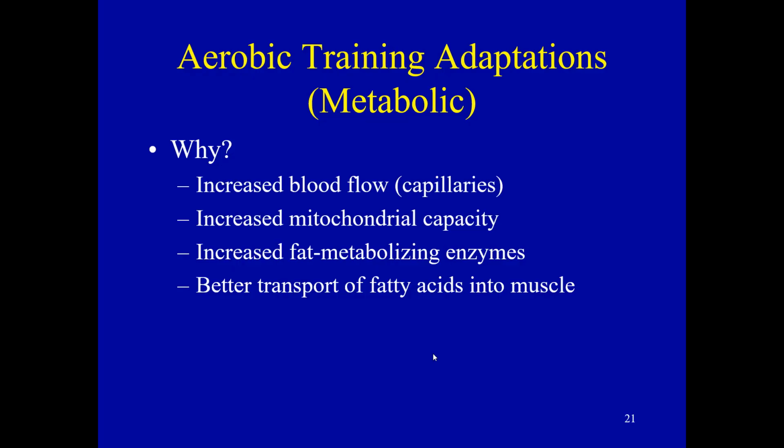So why would that be? There's several adaptations that your body makes that lead to better utilization of fat after exercise training. The first two have to do with blood flow and oxygen utilization. Increased capillaries would allow you to transport more oxygen to the muscle. Also increased mitochondrial capacity, like we talked about. More mitochondria allows you to use more oxygen, thus you could theoretically utilize more fat. Increased fat metabolizing enzymes, such as those enzymes in the beta oxidation pathway. Then also you're better able to transport fat into the muscle with that fatty acid binding protein that we talked about.